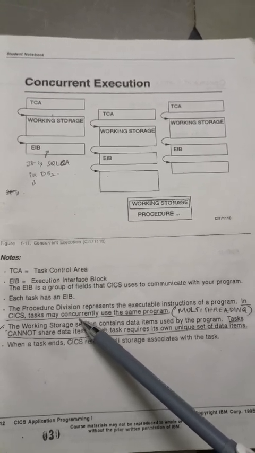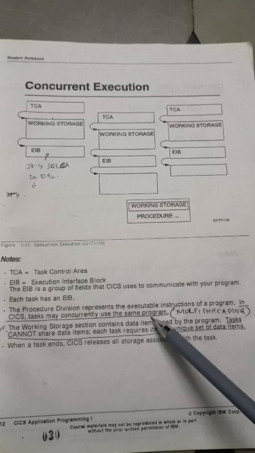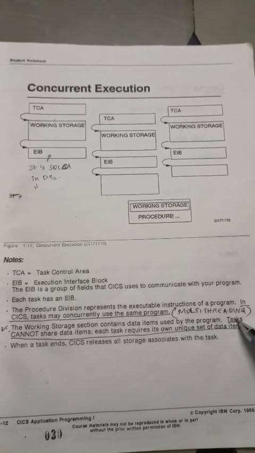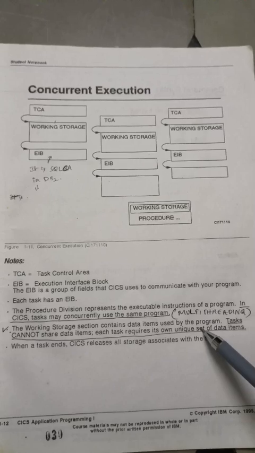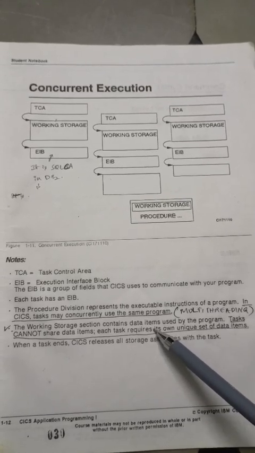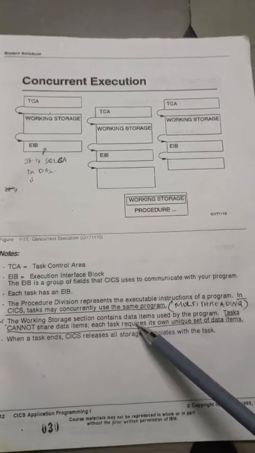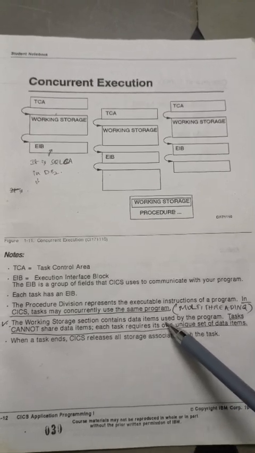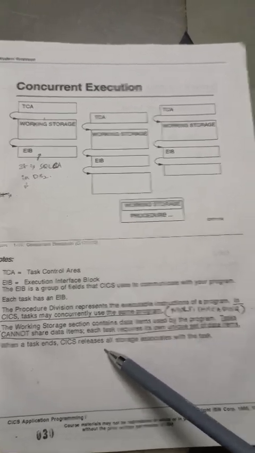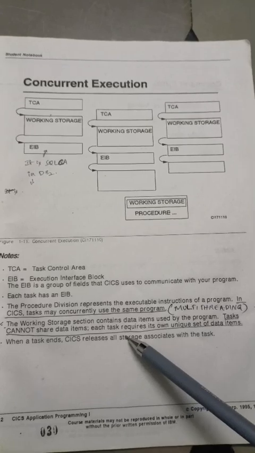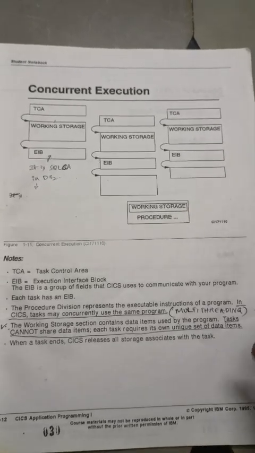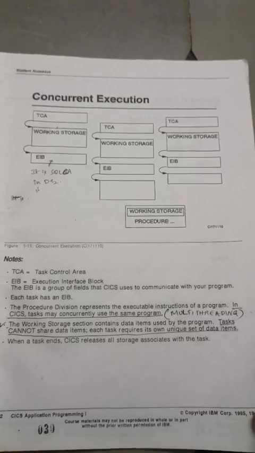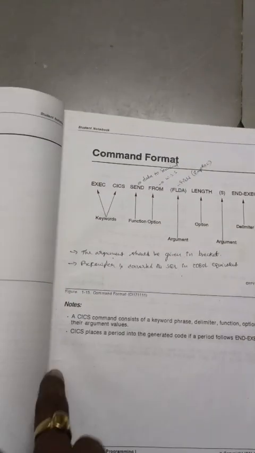In CICS, tasks may concurrently use the same program. That is called multi-threading. The working storage section contains the data items used by the program. Tasks cannot share the data items; each task requires its own unique set of items. When a task ends, CICS releases all storage associated with the task.